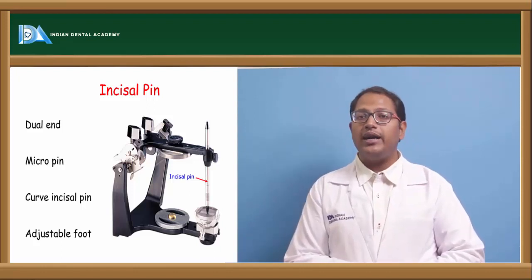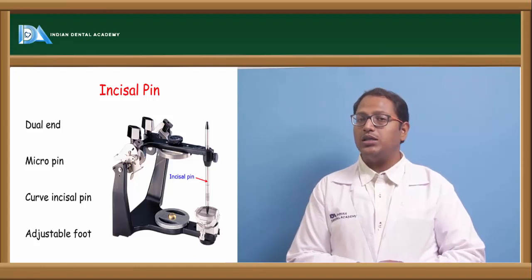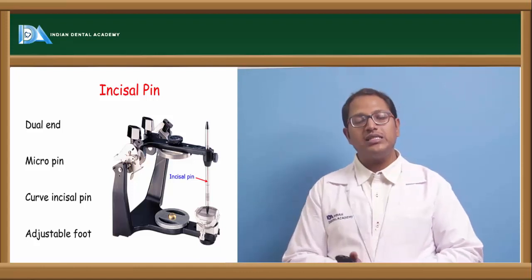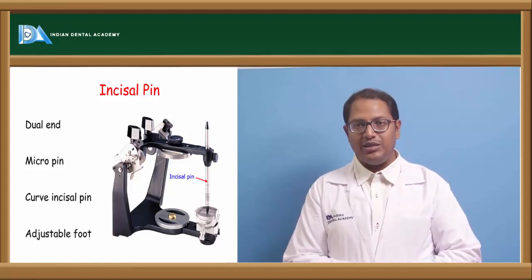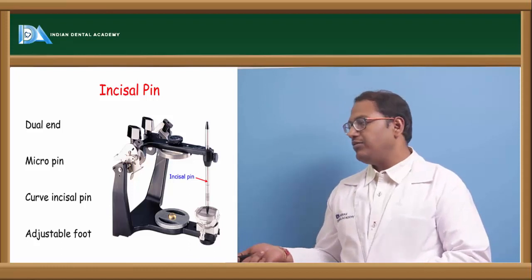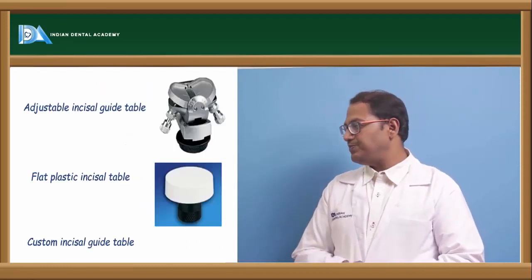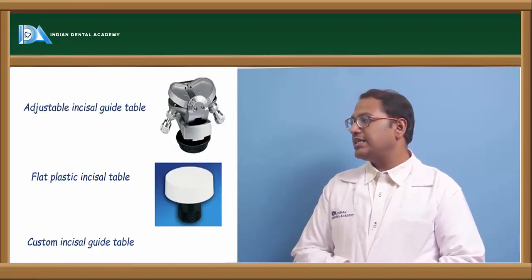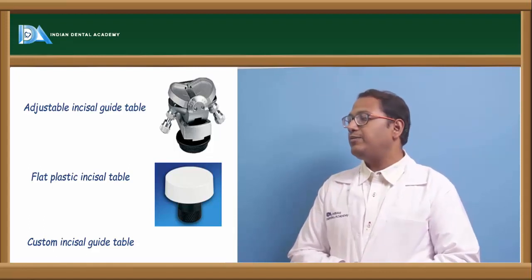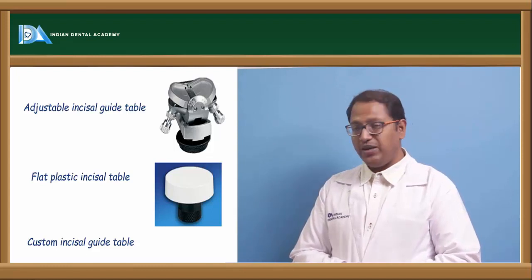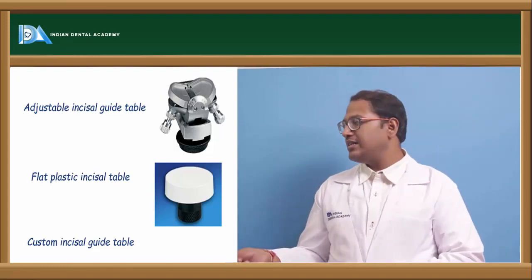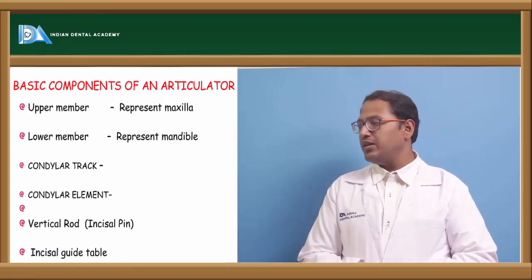But our Hanau H2 wide view Arcon kind of semi-adjustable articulator already has wings on the incisal table. So you can adjust your incisal guidance according to the patient without customizing the incisal table. So we have an adjustable incisal guide table, like in the case of Hanau H2 that I spoke about. We have a flat plastic incisal table, like I said, in Whip Mix. We have a custom incisal guide table that you need to make as I described earlier.